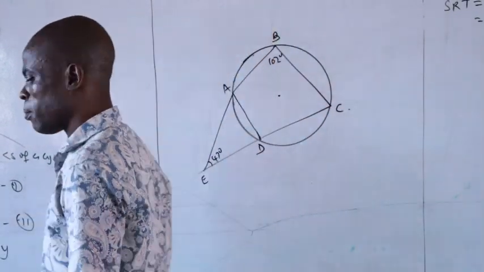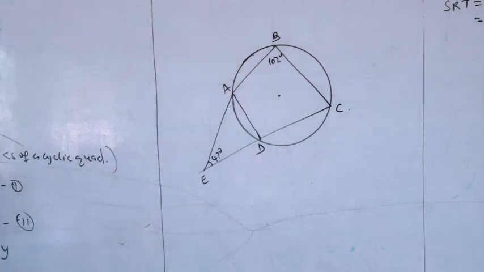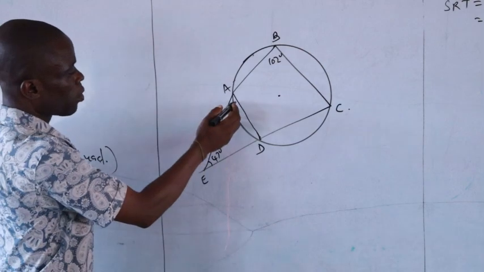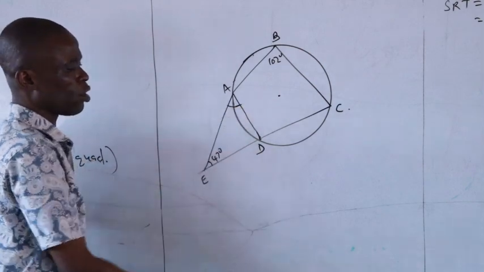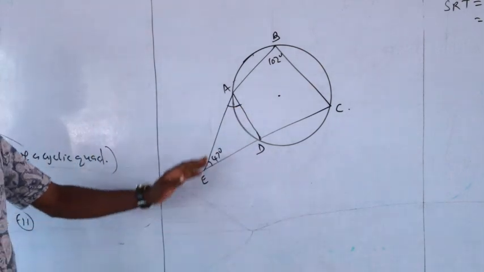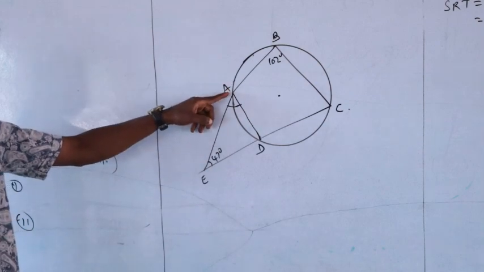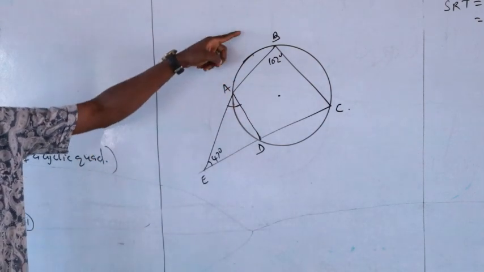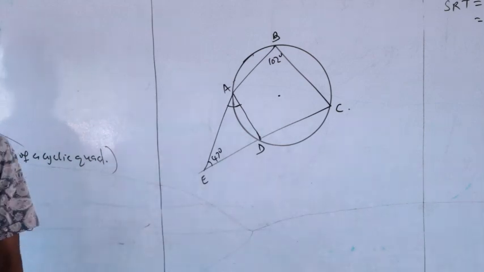Now this is the diagram. What we are looking for in this question is EAD. We are looking for EAD. This is the angle. But I want you to look at this angle. This line here is not a straight line. BAE is not a straight line.